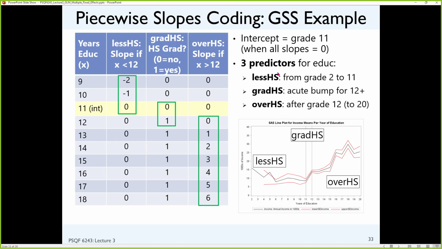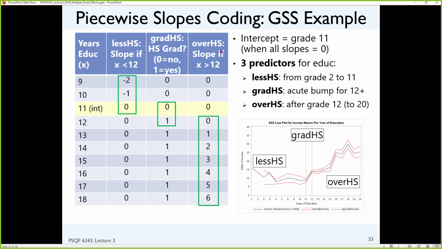So what I'm going to do is create 3 new predictors. The first one is going to capture the change in income as a function of 1 year more education for people who did not graduate high school. The second predictor, the second column here, is going to capture the change in income for graduating high school relative to somebody who is in the 11th grade as a model reference for the intercept here.